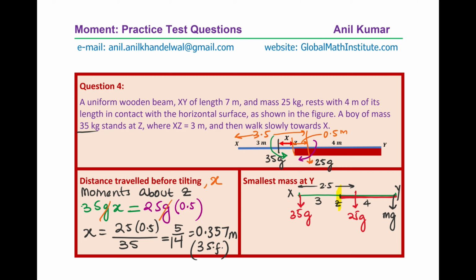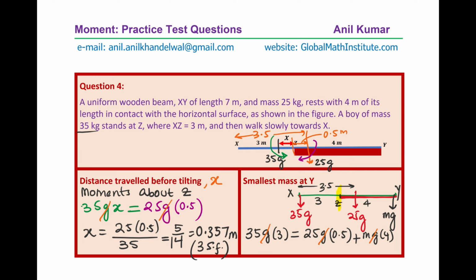So because of the boy's weight, we have a counterclockwise moment, and because of the forces on the right, we have a clockwise moment, right? So we can say that 35g times 3 should be equal to the sum of the other moments, which is 25g times this distance of 3.5 minus 3, so 0.5, plus, from m it is 4 units, right? So mg times 4. Is that clear to you? So this can lead to the solution, cancelling g. The only unknown here is m.